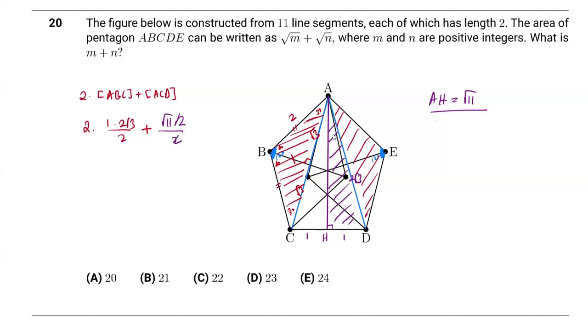If I combine these and simplify, then I will get the answer. That should be 2√3 plus √11. But we are given both m and n as an integer inside of the radical. 2√3 can be written as √12, and that's 11. If you add these two, m and n, we should have 23.